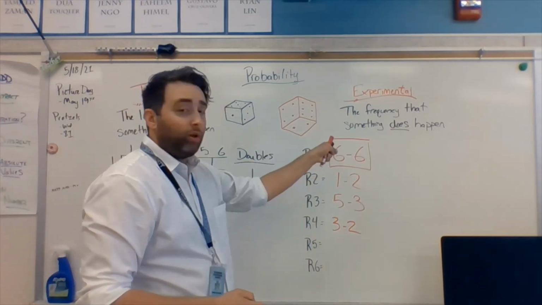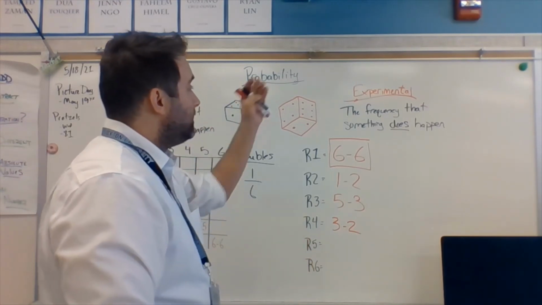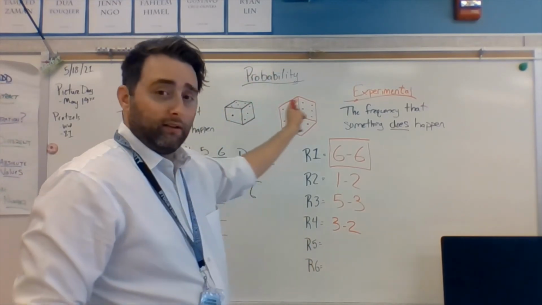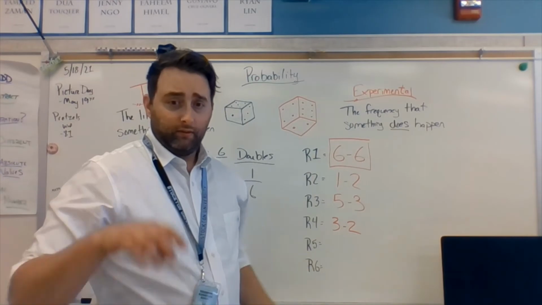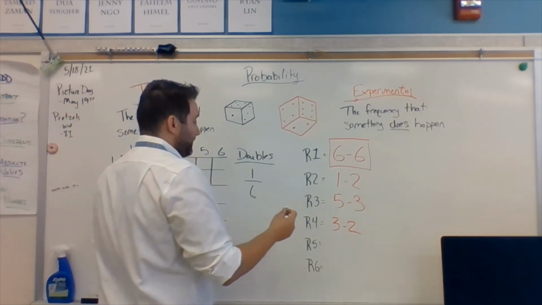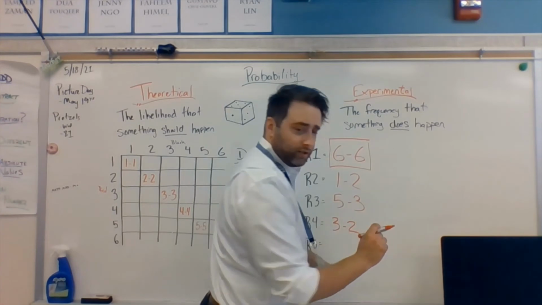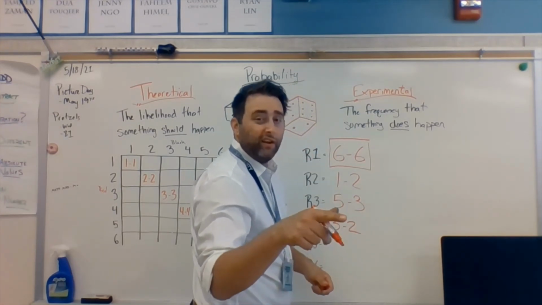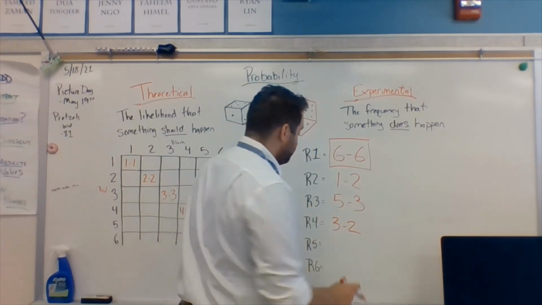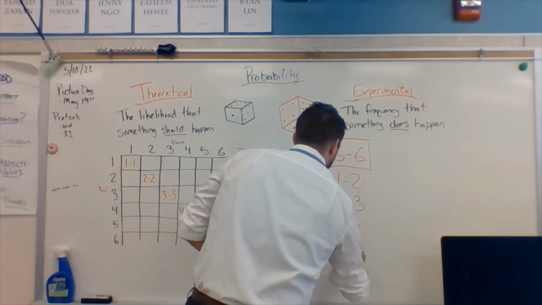Once again, we hit our double on the first roll. Let's see if we can do it again within 6. See if we can break the theoretical with a better experimental. Roll 5. 3 and a 2 again. Sorry, roll 4 was a 3 and a 5. This one, it's a 3 and a 2.